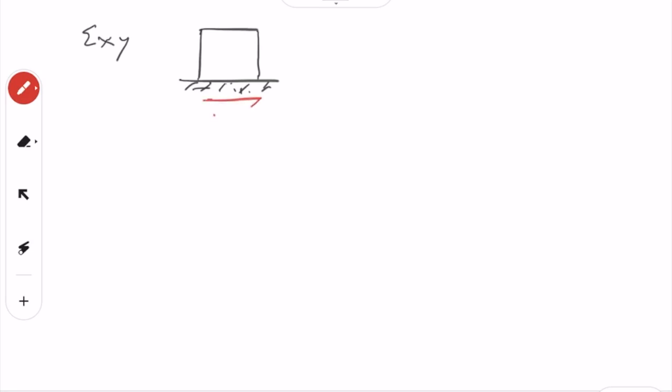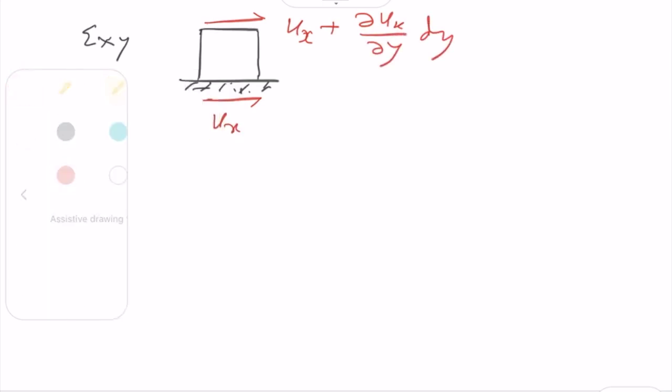Displacement here is ux, and displacement here will be equal to ux plus del ux over del y dy, where of course this distance from here to here is dy, and hence it is like this, distance from here dx. So this is how the displacement will be.